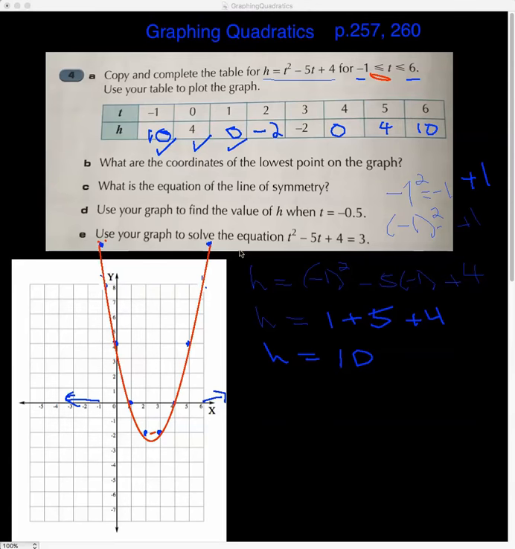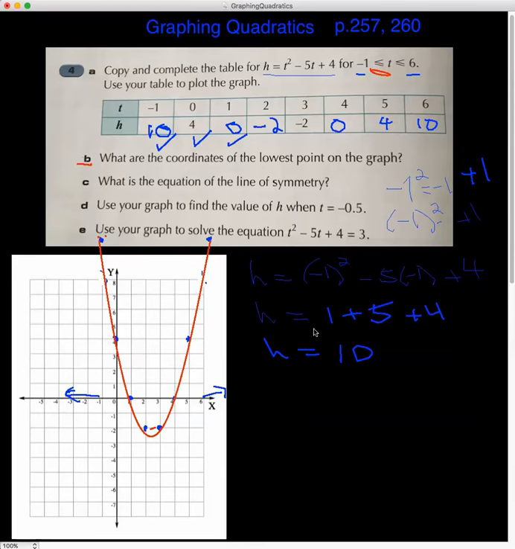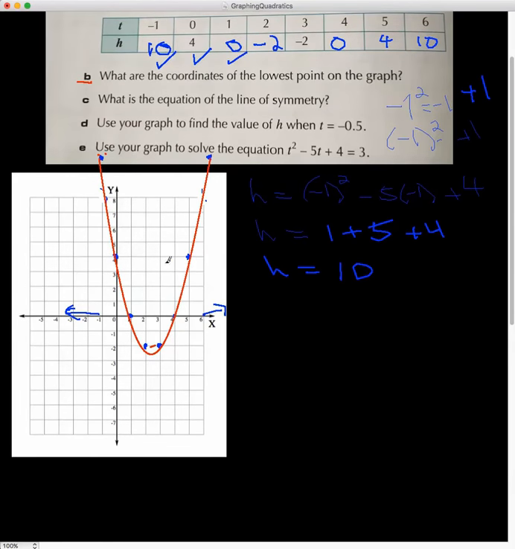All right, for the second piece, we have this question here, B. What are the coordinates of the lowest point on the graph? So that means the lowest point, and if you look, it should be somewhere around here according to my drawing. But how do you know exactly where it's going to be? Well, if you look at these two points, 2 and 3, you get closer and closer.